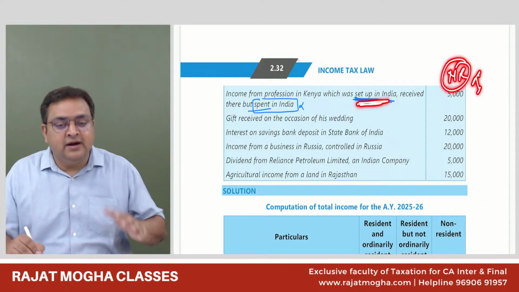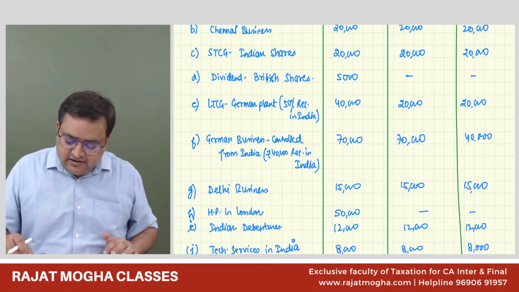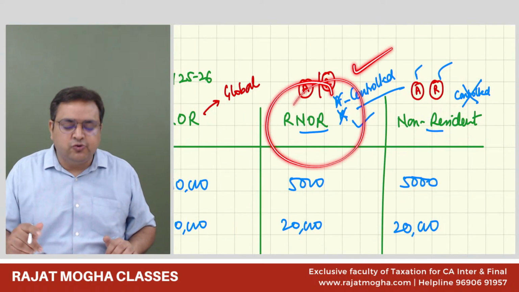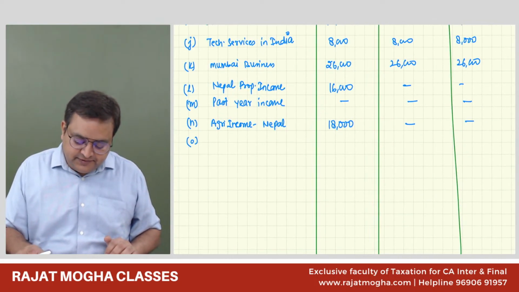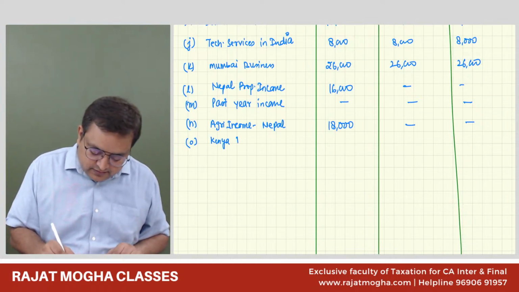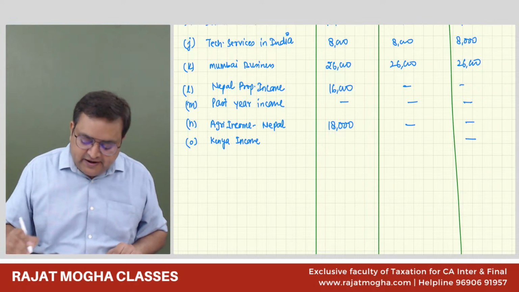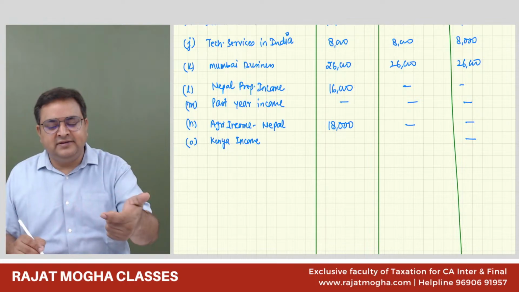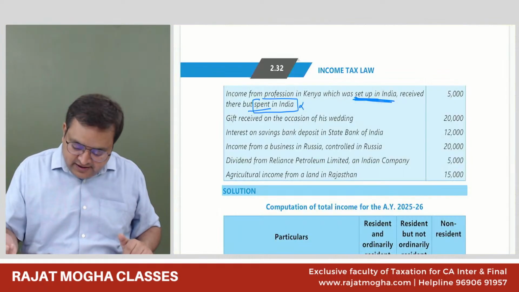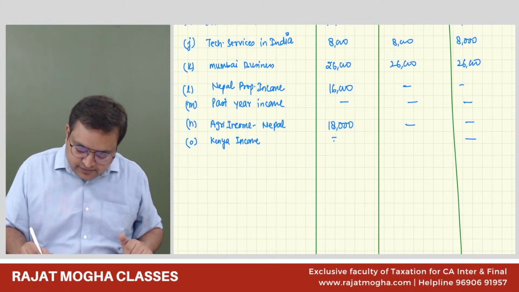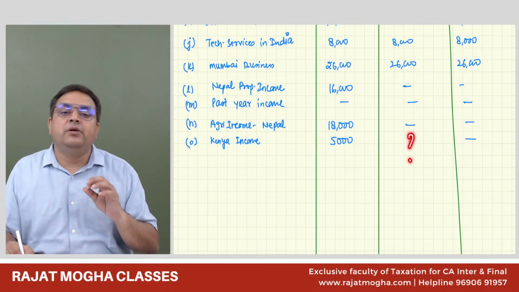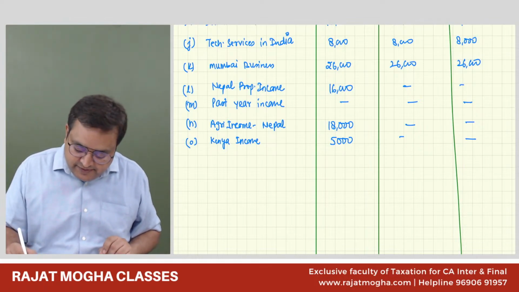Sir, it is controlled from India. Does not matter for non-resident. For non-resident, control does not matter. We have already discussed that. But for not ordinary, control matters. So this is Kenya income. Non-resident will not pay tax. He will say, boss, I will not pay tax. This income is neither arising in India nor received in India. Control does not matter to me. But for global income for ordinary, we all know 5,000 will make it taxable. For not ordinary, it will also be taxable because control matters over here. So 5,000 will be here.